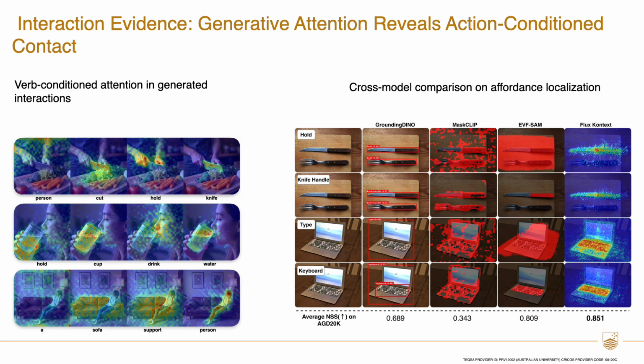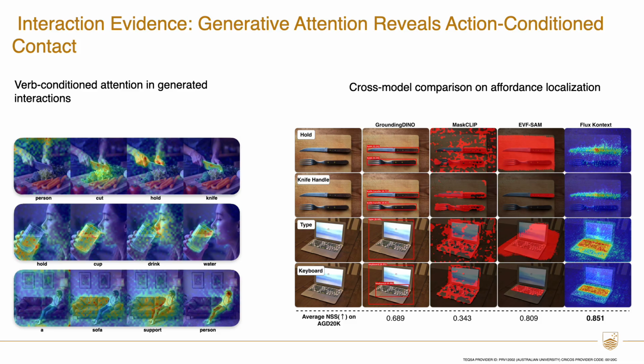Next, we study the interaction side. Here, our intuition is inspired by generation. If a generative model can synthesize reasonable human-object interactions, then its internal attention may reveal where those interactions should happen. On the left, we show verb-conditioned attention in generated interaction images. The attention changes with the words such as cut, hold, drink, and support.